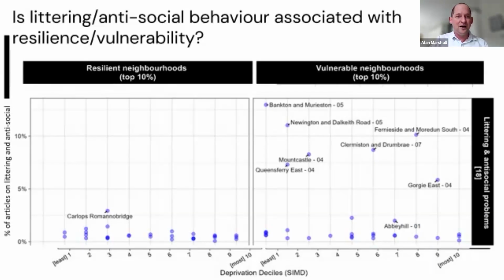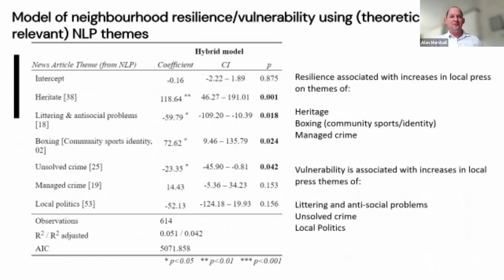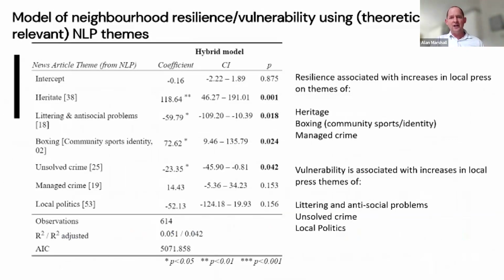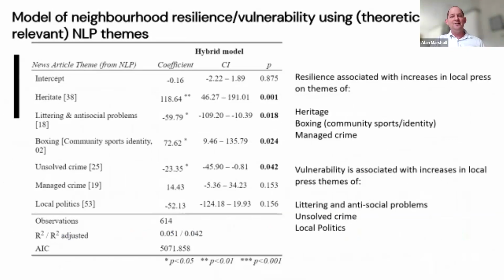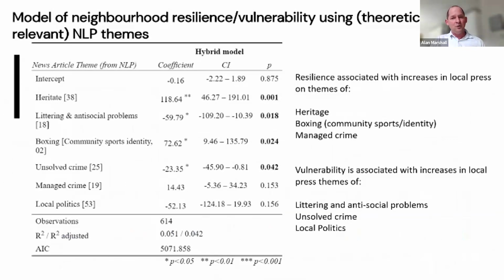We fitted a model to predict neighbourhood resilience and vulnerability using our various NLP themes. And what we observed is that resilience appeared to be associated with increases in local press on themes of heritage, boxing and managed crime, whereas vulnerability was associated with increases in local press themes around littering and antisocial behaviour, unsolved crime, and also local politics. So I think there is a plausibility in our results there, which is encouraging.